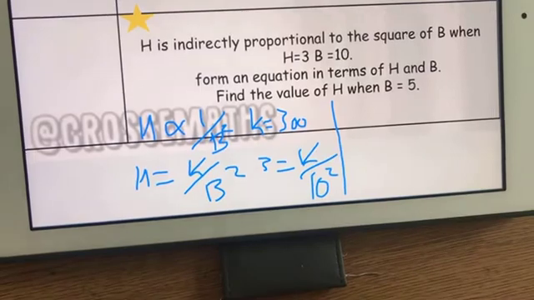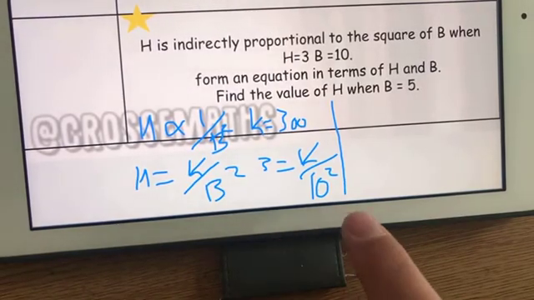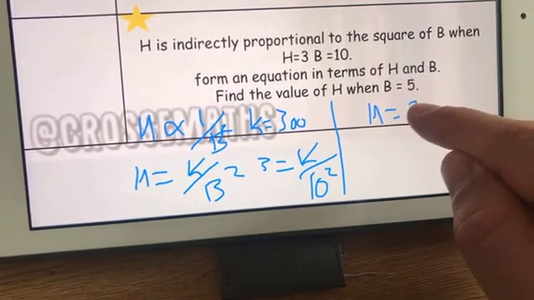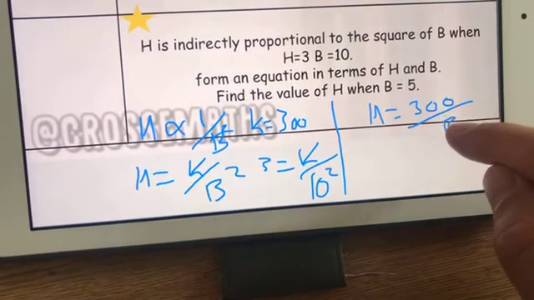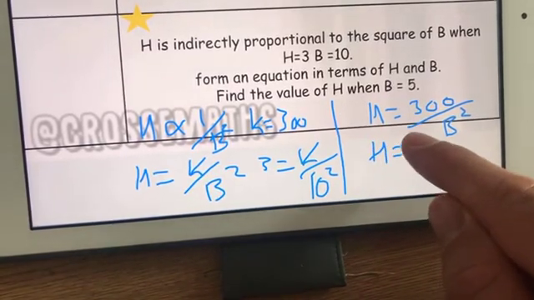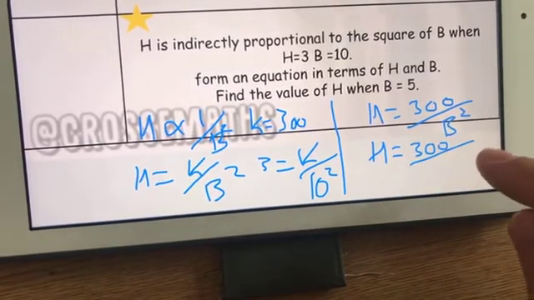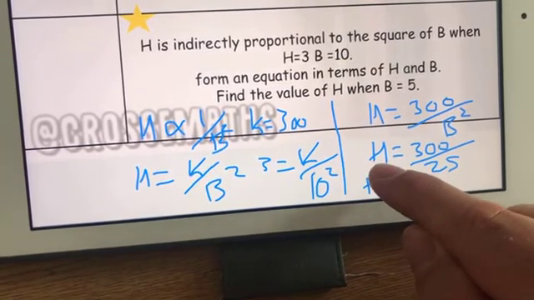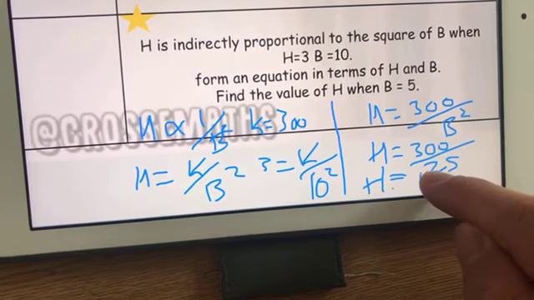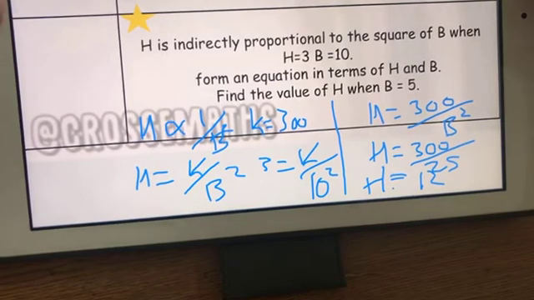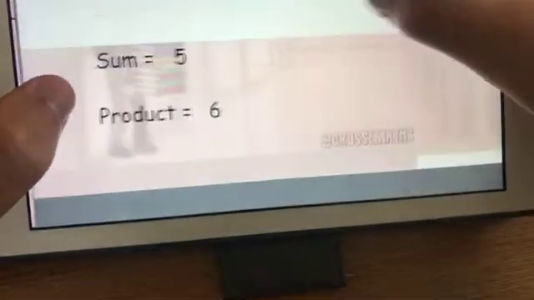If k is 300, I want to put it into my formula, so I've got h equals 300 over b squared as my formula. When b is 5, h equals 300 divided by 5 squared, which is 25. H would have to be 12. Job done.